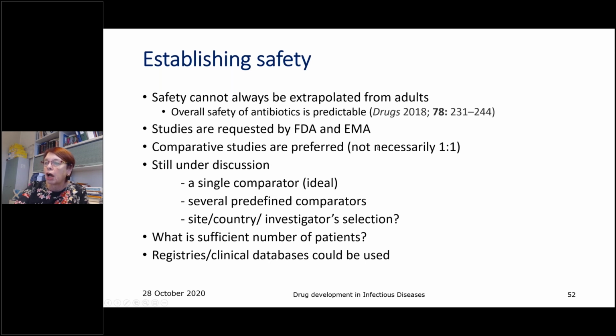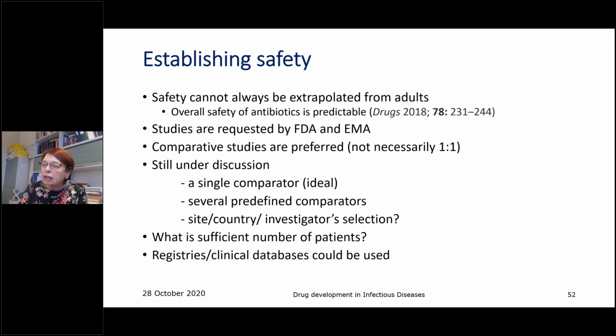It actually shows that the overall safety of antibiotics is predictable, especially in those classes that have been on the market a long time. The new cephalosporins that are coming into the market haven't shown anything that we haven't known already before, and whether we can also extrapolate safety from trials conducted in adults, from our past experience, is currently under discussion.